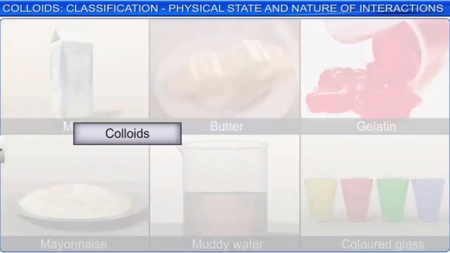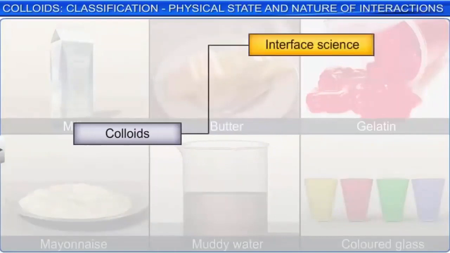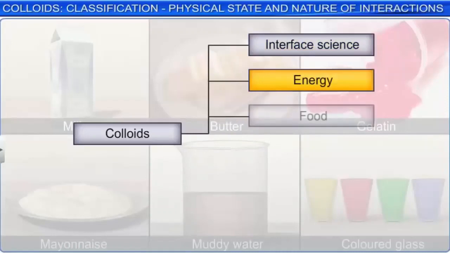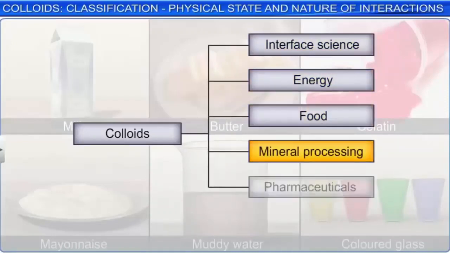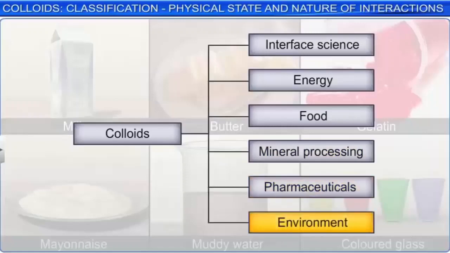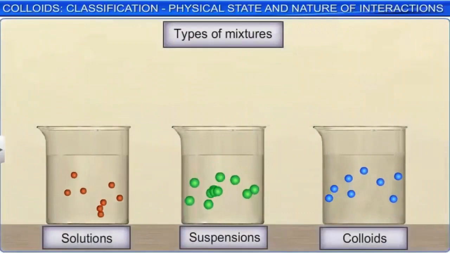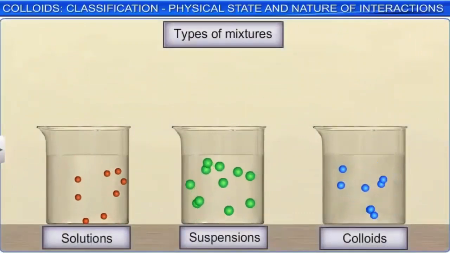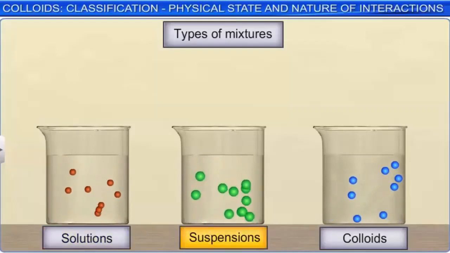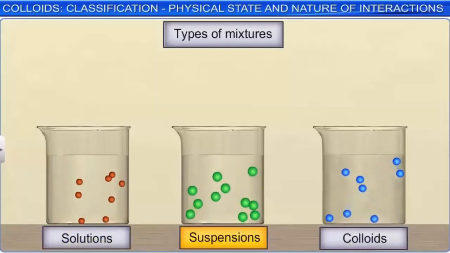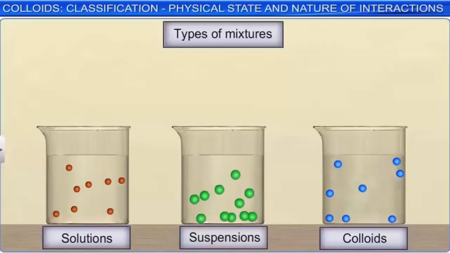Colloids play an important role in interface science and in the fields of energy, food, mineral processing, pharmaceuticals, and environment. Colloids are one of the three major types of mixtures, the other two being solutions and suspensions. The three kinds of mixtures are distinguished by the size of the constituent particles.